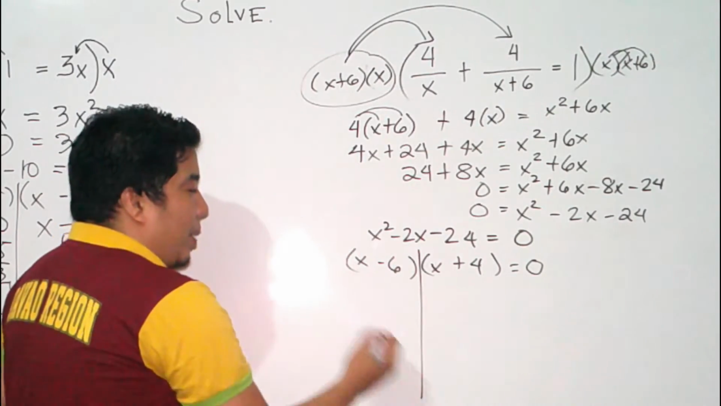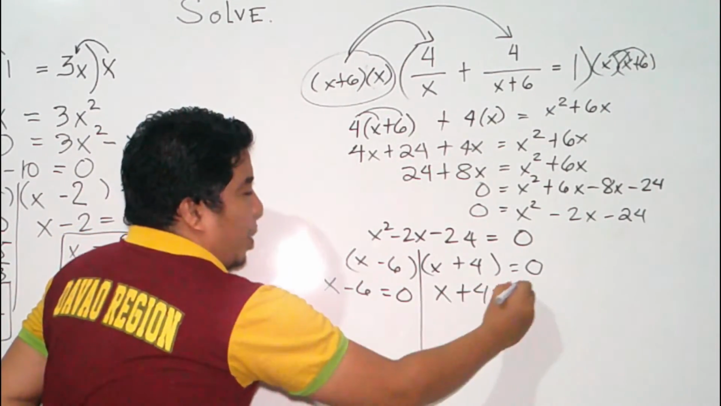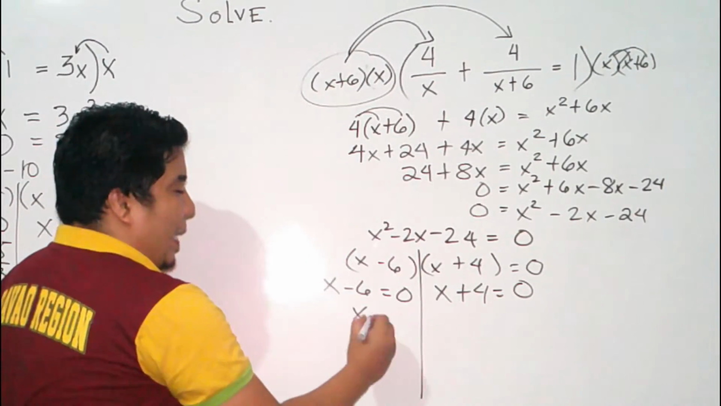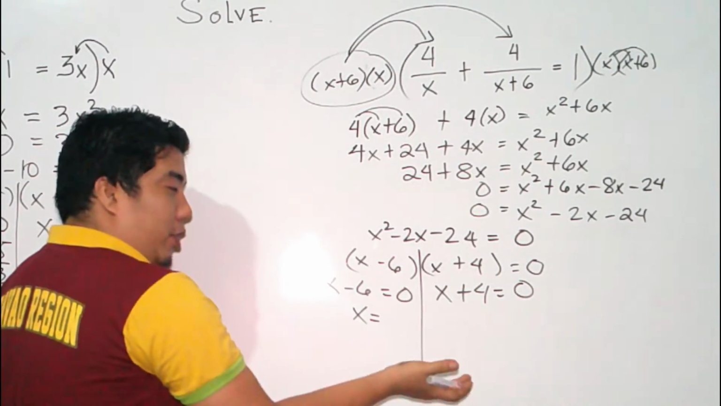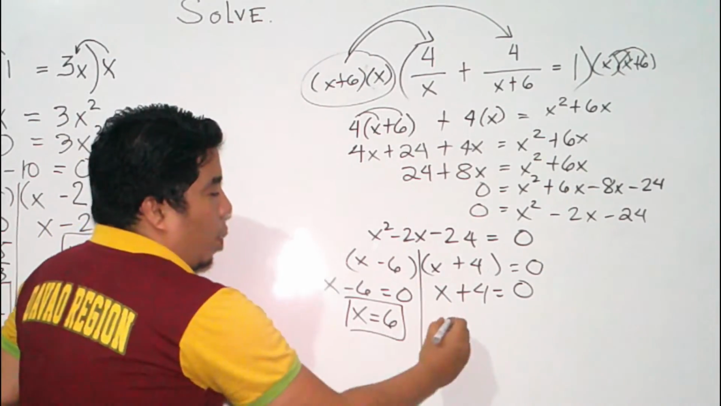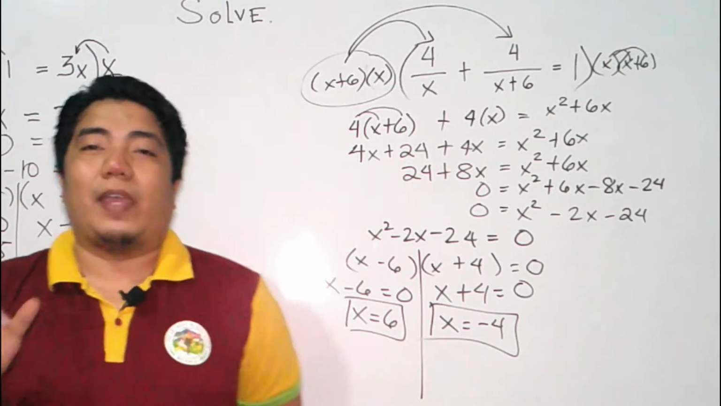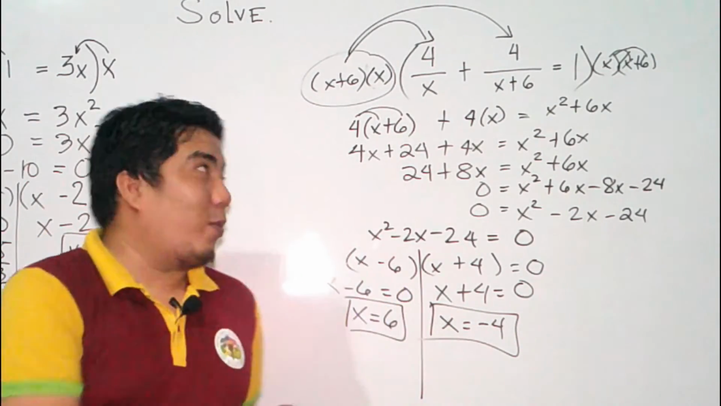Now, we will separate them, solve them separately, equating them each to 0. So, the final answer here, when transposed, in order for x to be isolated, our value of x is positive 6. While here, we have negative 4. And those are the two final answers for our equation.